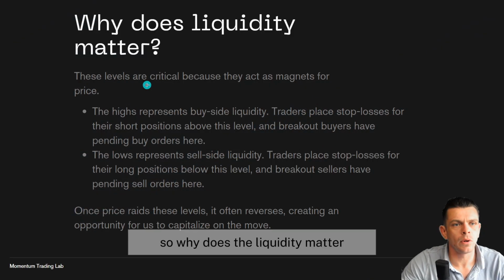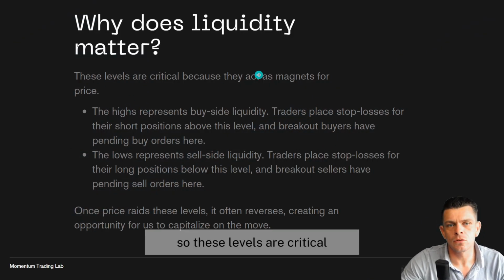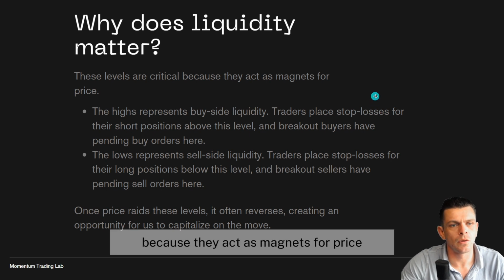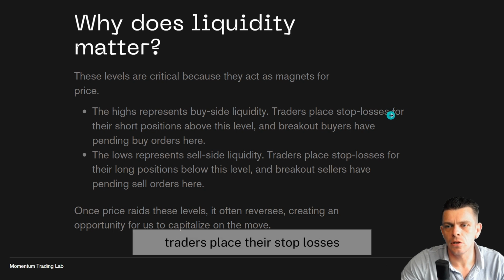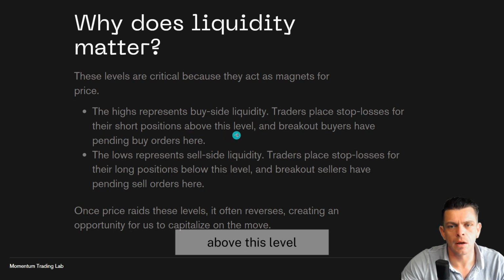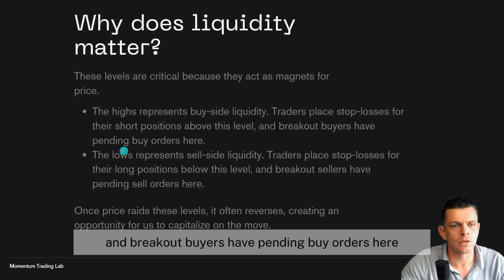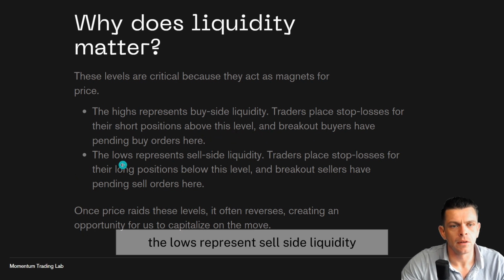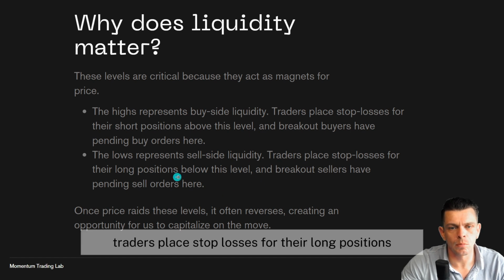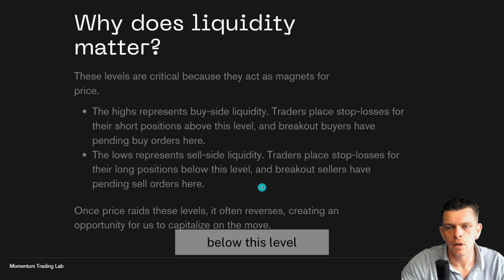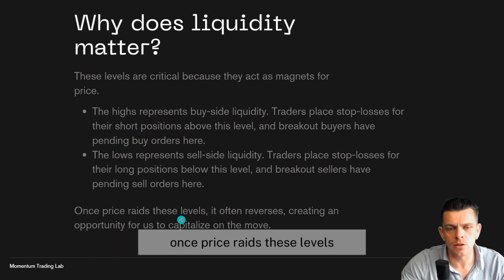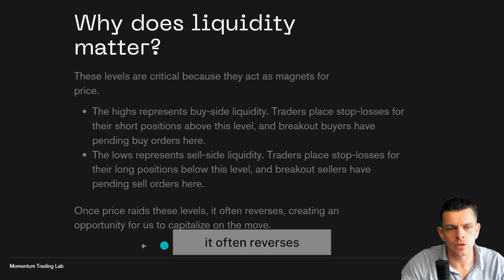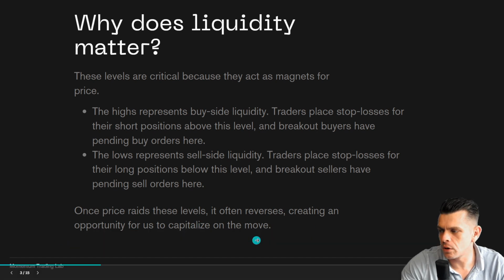So why does the liquidity matter? These levels are critical because they act as magnets for price. The highs represent buy side liquidity. Traders place their stop losses for their short positions above this level, and breakout buyers have pending buy orders here. The lows represent sell side liquidity. Traders place stop losses for their long positions below this level, and breakout sellers have pending sell orders here. Once price raids these levels, it often reverses, creating an opportunity for us to capitalize on the move.